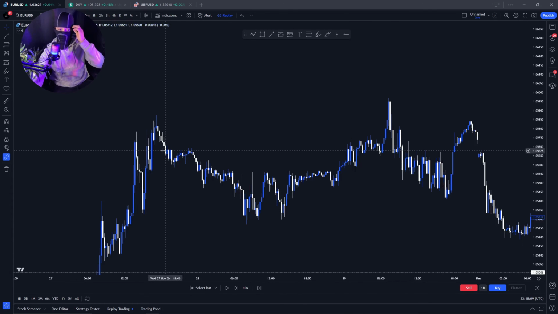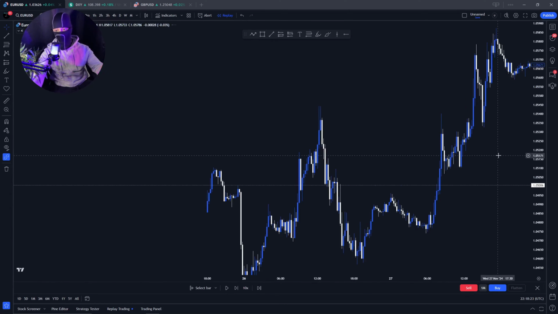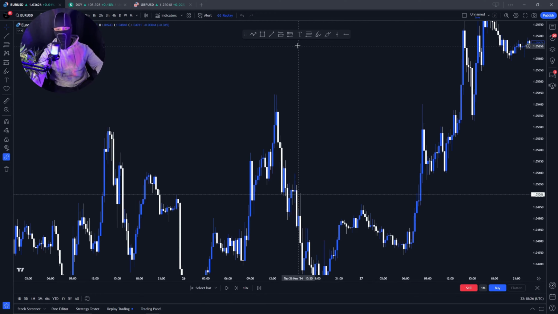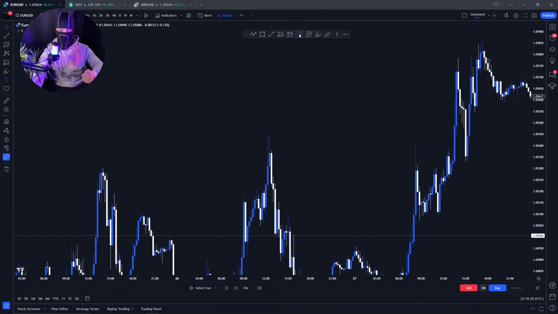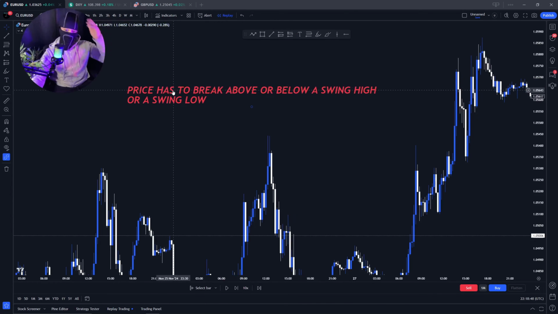Now, before I show you guys how to mark out a breaker structure with the actual charts and actual candles, I need to teach you guys 2 rules to mark out a valid breaker structure or to mark out a valid market structure shift. The first rule is price has to break above or below a swing high or a swing low. So I'll write that out for you and I'm hoping you guys will make a note of this. As you guys can see, price has to break above or below a swing high or a swing low.